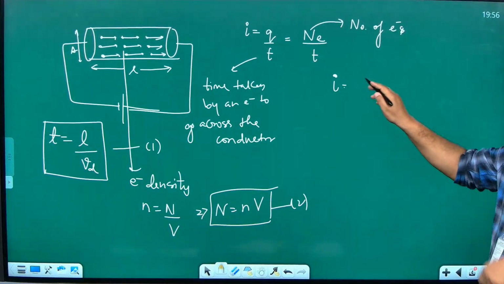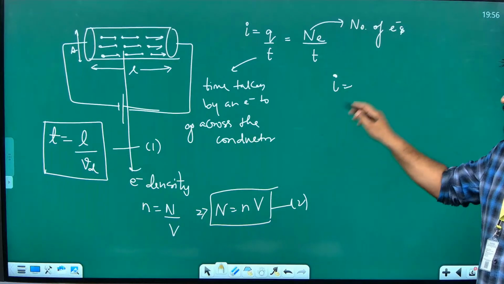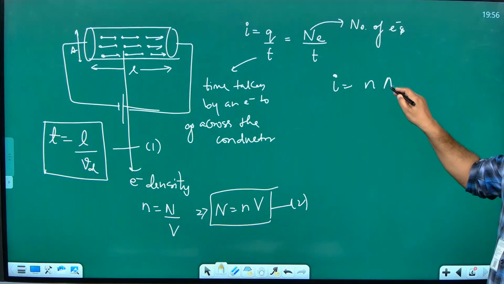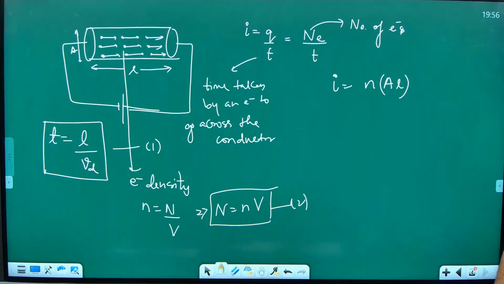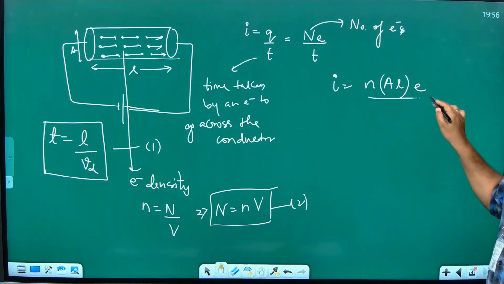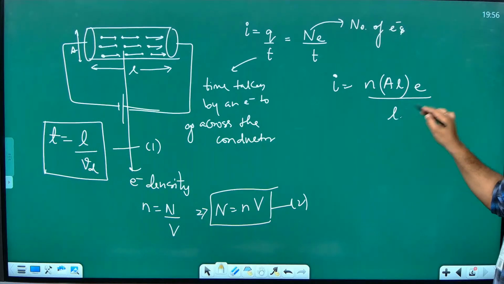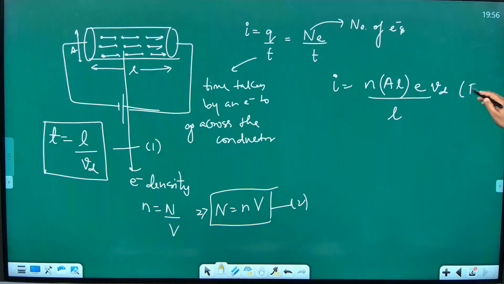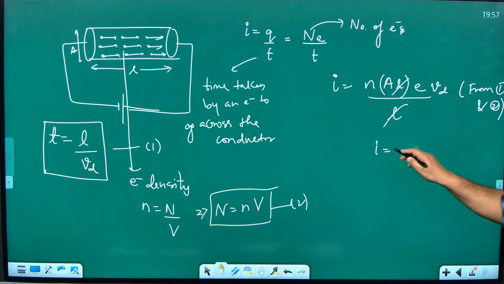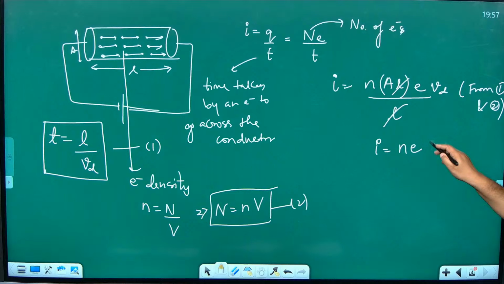From 1 and 2 I can write, I is equal to small n into V. What is V? A into L, into e divided by T. What is T? L divided by Vd. Do you agree with me? How have I written this? From 1 and 2. L gets cancelled. You get current I = nAeVd.